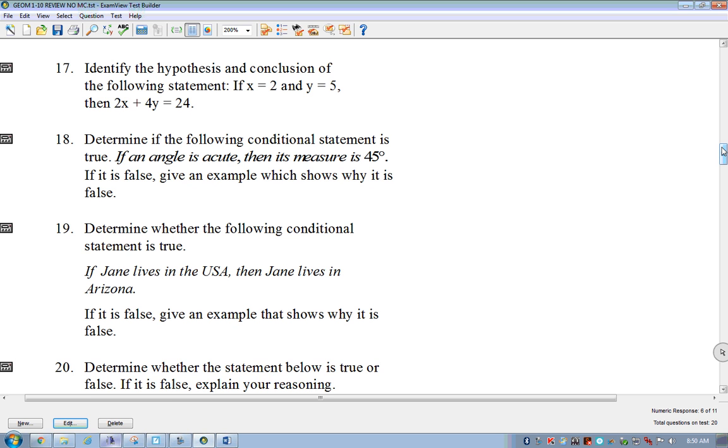All right, I want to say that 17 might be the next one on our list. Okay. Identify the hypothesis and conclusion of the following statement. If x equals 2 and y equals 5, then 2x plus 4y equals 24. All right. If I start off with if, what comes next, the hypothesis or the conclusion? Hypothesis.